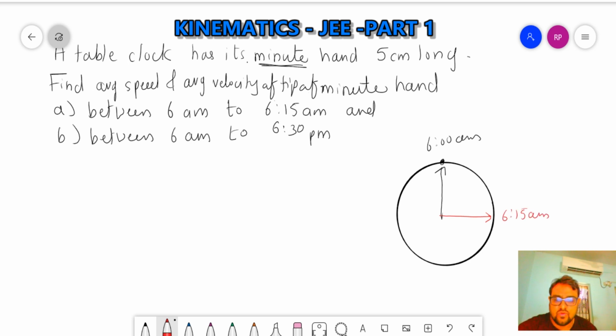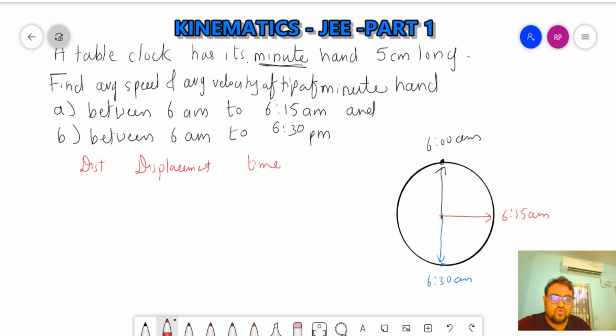See, I'm not drawing the hour hand. And at 6:30, the minute hand will be at this position. Okay. So first, what I need to find out is the distance, displacement, and time.